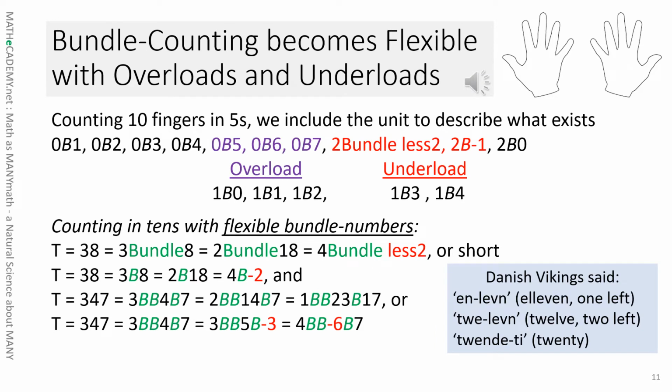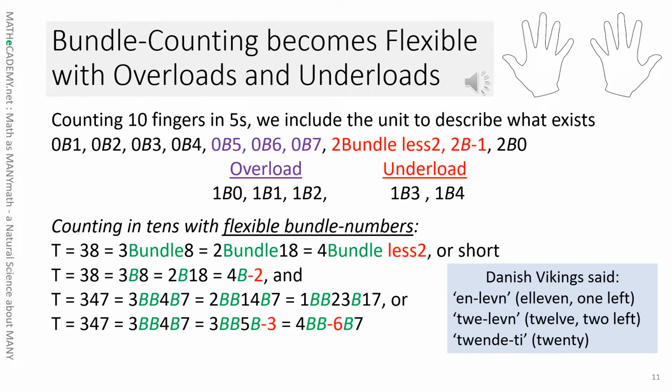Bundle counting becomes flexible, with overloads, and with underloads. Counting 10 fingers in 5s, we include the unit, to describe what exists. 0 bundle 1, 0 bundle 2, 0 bundle 3, 0 bundle 4, 0 bundle 5, 0 bundle 6, 0 bundle 7, 2 bundle less 2, 2 bundle less 1, 2 bundle 0. Here, we have an overload, when counting, 0 bundle 5, 0 bundle 6, 0 bundle 7, instead of 1 bundle 0, 1 bundle 1, 1 bundle 2. And, we have an underload, when counting, 2 bundle less 2, 2 bundle less 1, instead of 1 bundle 3, 1 bundle 4.